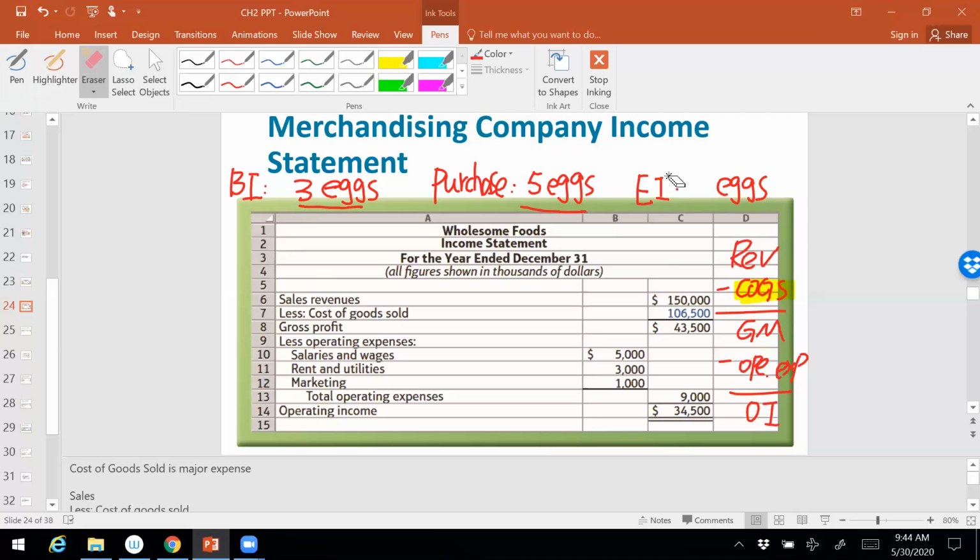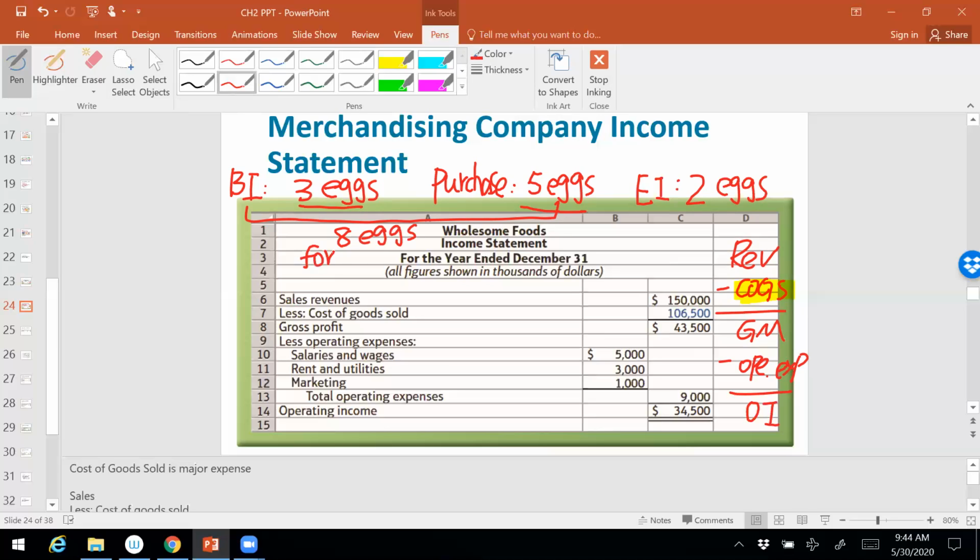At the end I just got 2 eggs. Okay, at the end I found out in the refrigerator I still have 2 eggs. Sorry about that. So at the beginning, I had 3 eggs, I purchased 5 eggs. What is the maximum number I can sell? So totally available for sale is how many? I totally had 8 eggs available for sale, right?